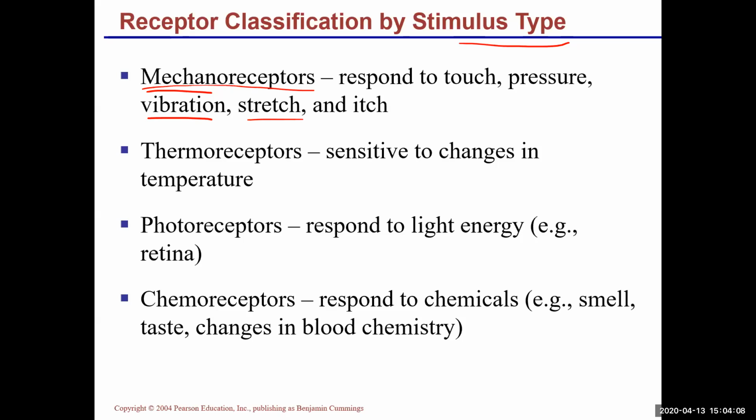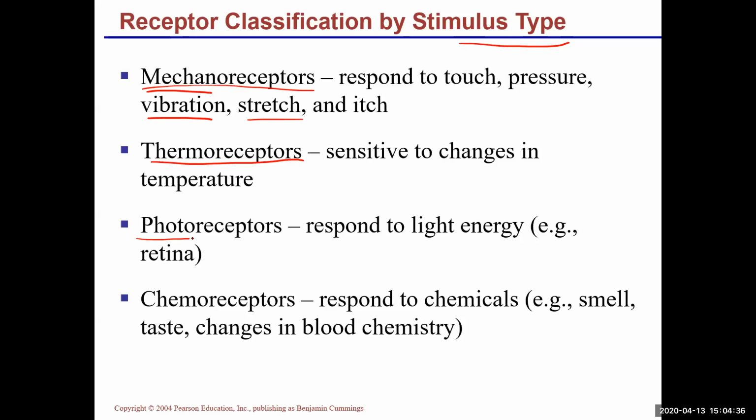Similarly, your balance. The next type of stimulus is temperature. These receptors are sensitive to changes in temperature. If you're taking a shower, for example, you can figure out whether the water is cold or hot before you go in, because you have these thermoreceptors everywhere throughout the body.